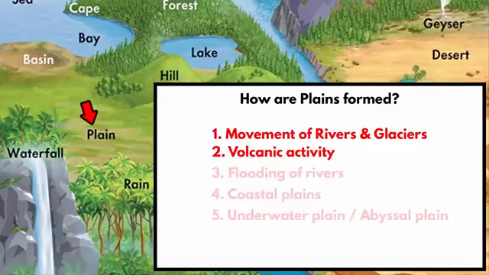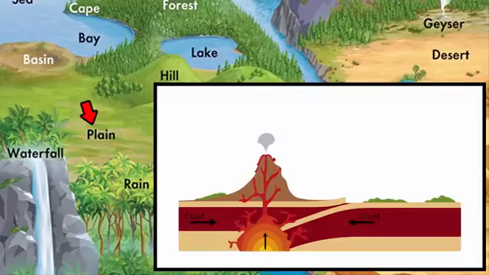Even volcanic activity can also form plains. When lava flows out of a volcano, it spreads across the land. The color of the soil is mostly dark, from a mineral called basalt. Even this soil gets broken down into tiny particles over millions of years. And that is how, due to volcanic activity, plains are formed.